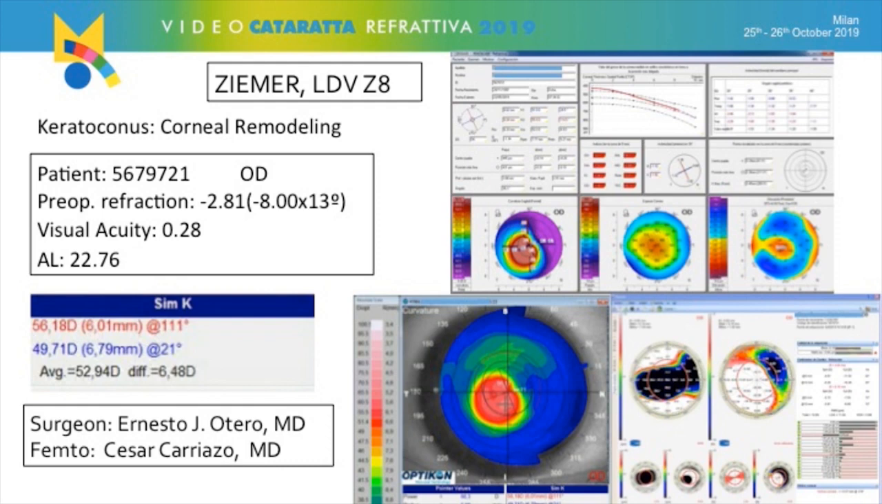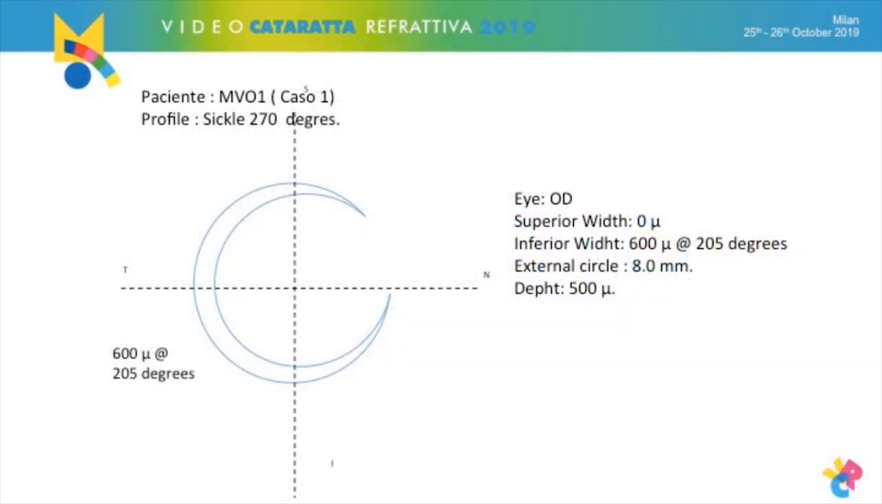And I will show you the profile that we plan to do. In this case, for example, we are planning a 270-degree resection. The edge of the widest resection will be at 205 degrees. And we are not going to remove tissue in the superior nasal quadrant. At 90 degrees, we are not going to touch the cornea. Then in the inferior width, we remove 600 microns at 205 degrees. Now we are going to the surgical room.